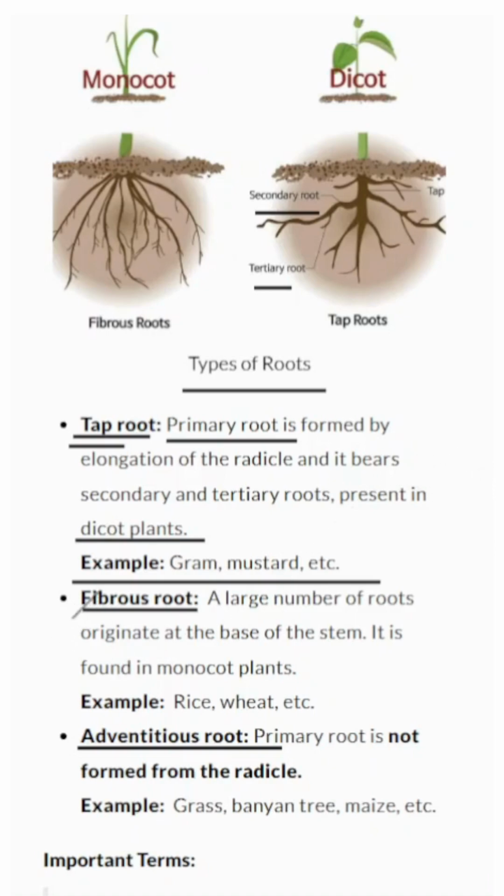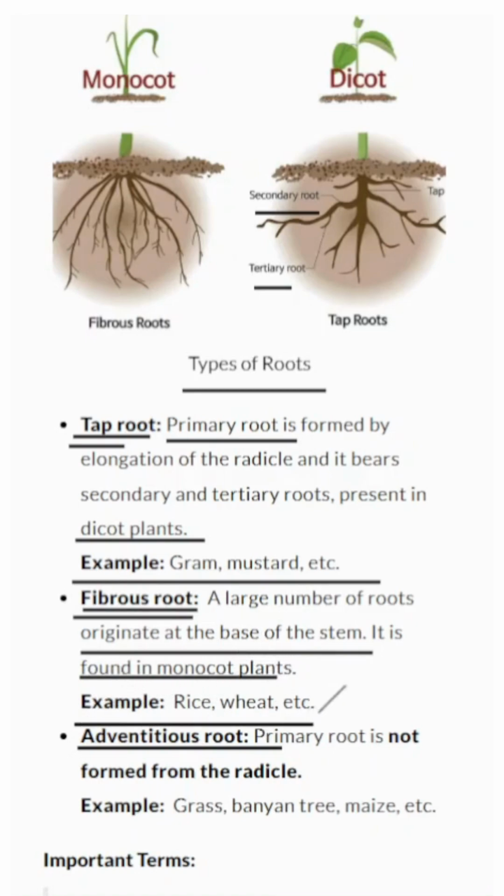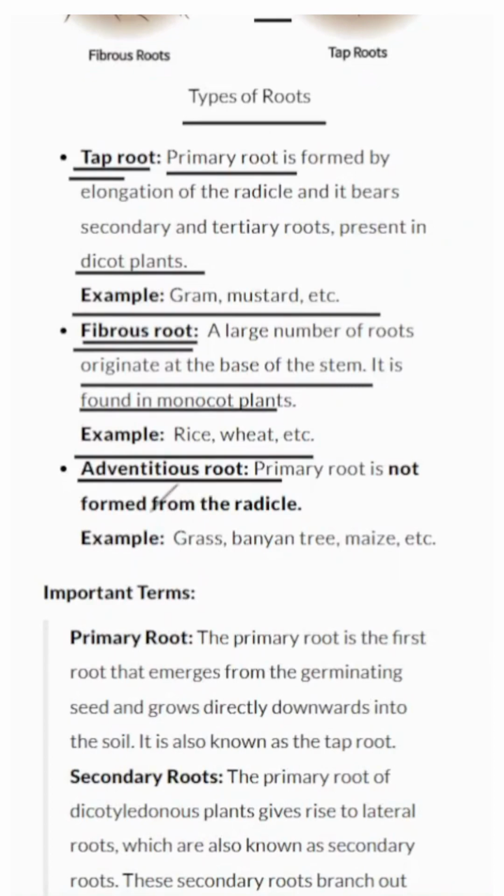Fibrous root. Imagine a cluster of roots originating at the base of the stem, resembling a network of threads. This is the fibrous root system, frequently seen in monocot plants. Consider daily staples like rice and wheat. They rely on fibrous roots for support and sustenance. Adventitious root. Adventitious roots are plant roots that form from any non-root tissue and are not formed from the radicle. Grass, banyan trees, and maize are excellent examples of plants with adventitious roots.